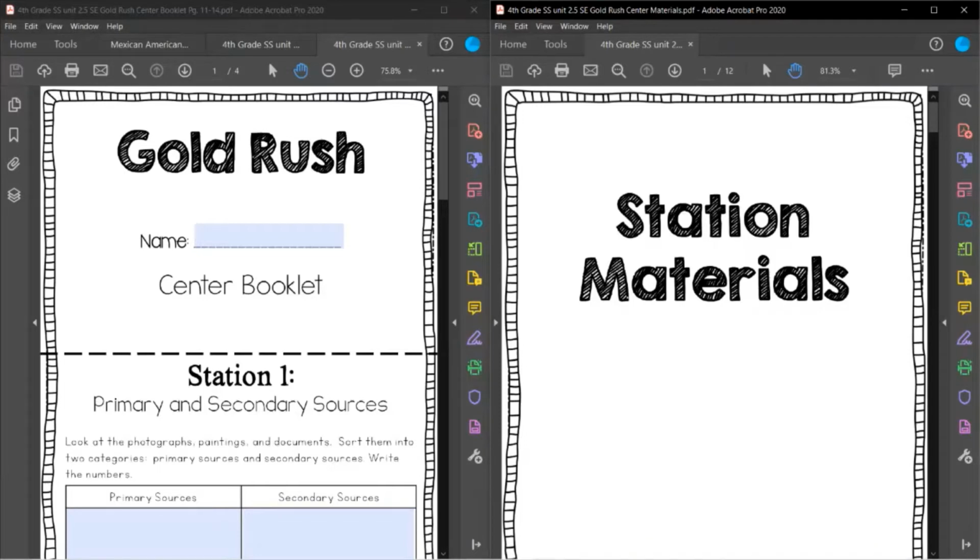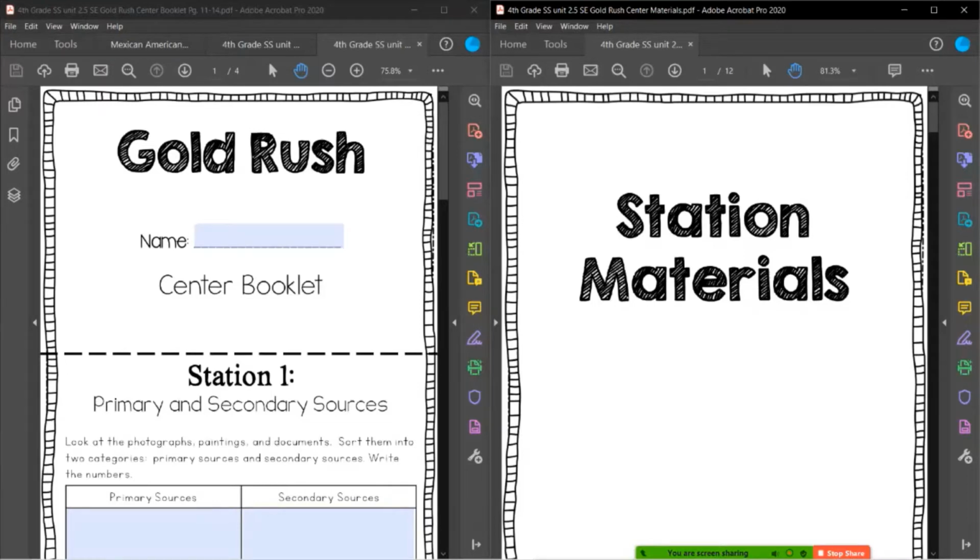So I've attached more than one thing in your Google Classroom assignment. I have the actual assignment over here that says the Gold Rush booklet and tells you pages 11 to 14, but I've also attached the station materials. The station materials is what you're going to use to be able to complete your work in your Gold Rush Center booklet.